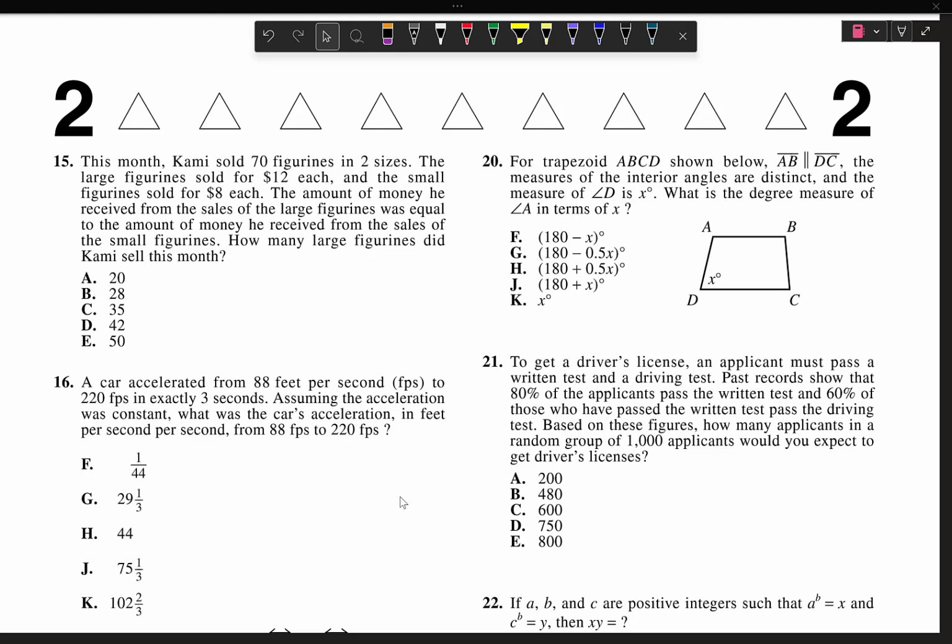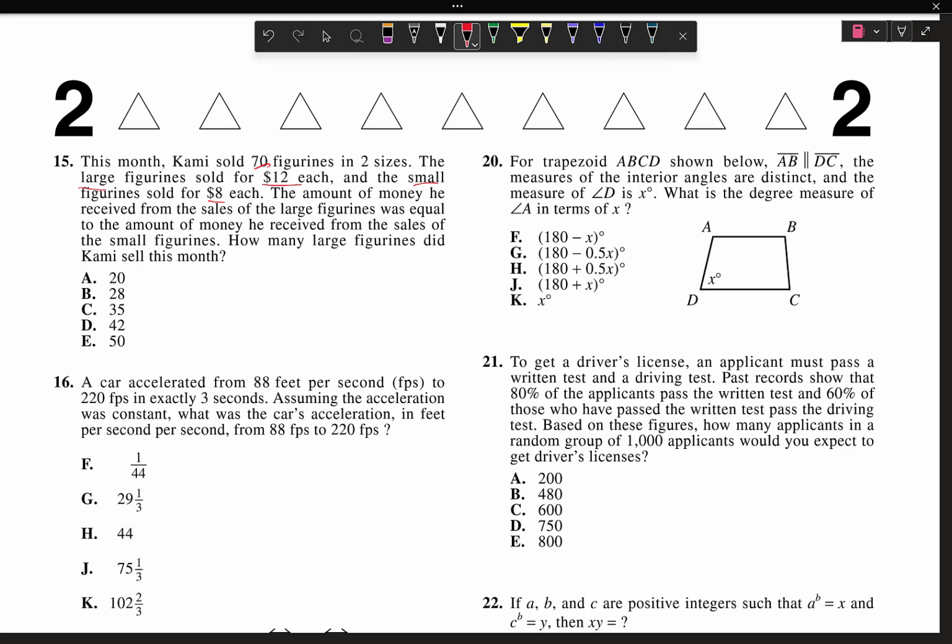This month, Cami sold 70 figurines in 2 sizes. The large figurines sold for $12 each. The small figurines sold for $8 each. The amount of money he received from the sales of the large figurines was equal to the amount of money he received from the sales of the small figurines. How many large figurines did Cami sell this month?